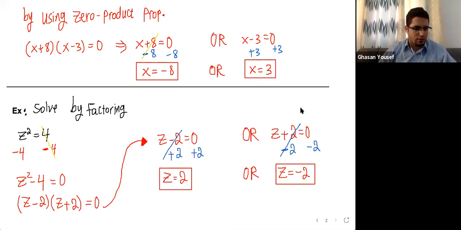Now there is another way to solve a quadratic equation. The first one is by using factoring. We move everything to one side and the other side is 0, then we factor the quadratic equation. Now we have another way to solve the quadratic equation, which is by using the quadratic formula.